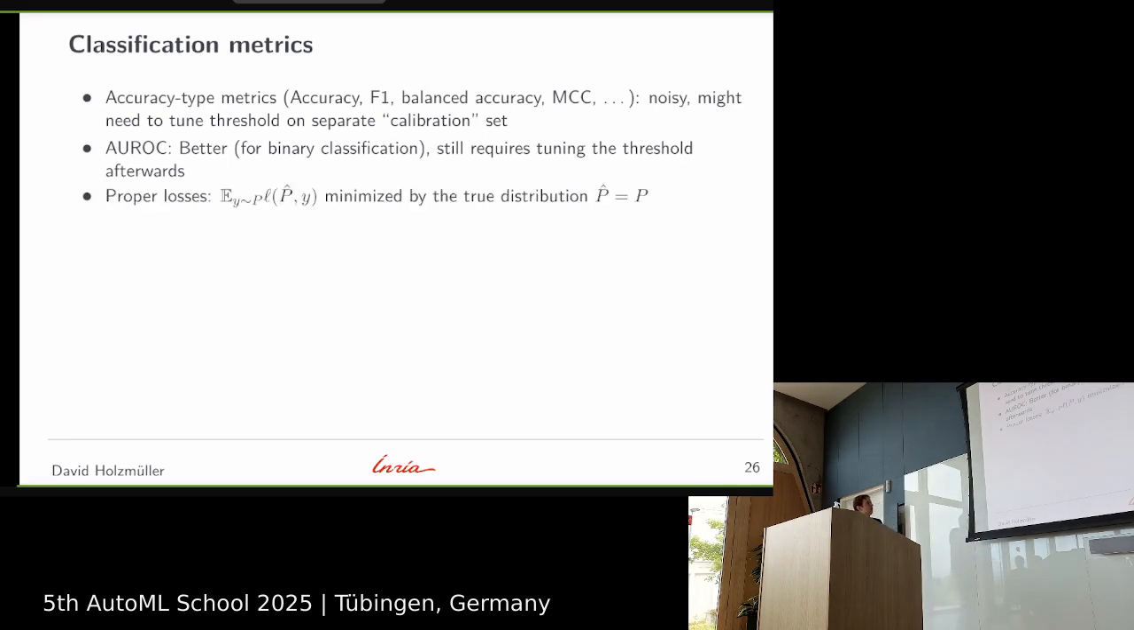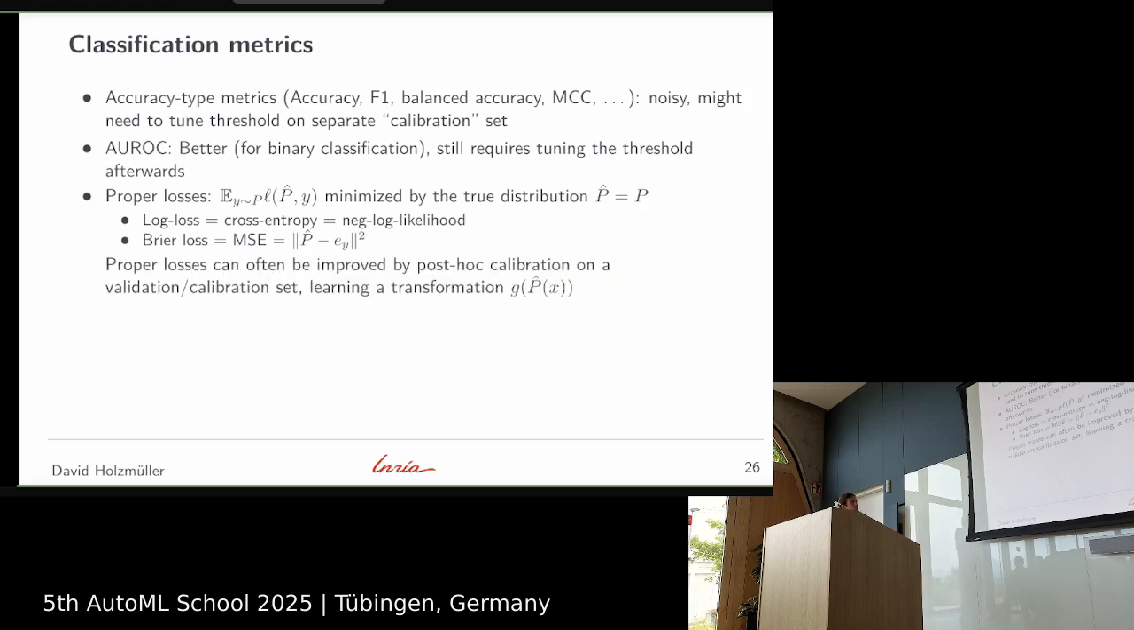Anyway, what I like now is proper losses, which are losses that in expectation over the labels are minimized by the true distribution, like log loss or like Brier loss, which is the MSE. The problem with those is you can often improve them by doing post hoc calibration, by fitting a post hoc transformation G. So ideally you should benchmark methods with such a post hoc transformation, but then you would also need to optimize it because there might be different post hoc transformations that are well suited to those methods. So I guess one advantage of using AUC is that it removes the need for doing this.